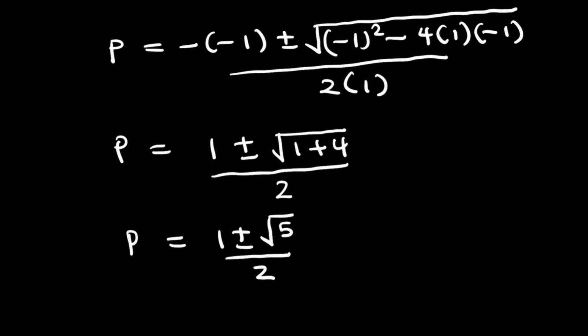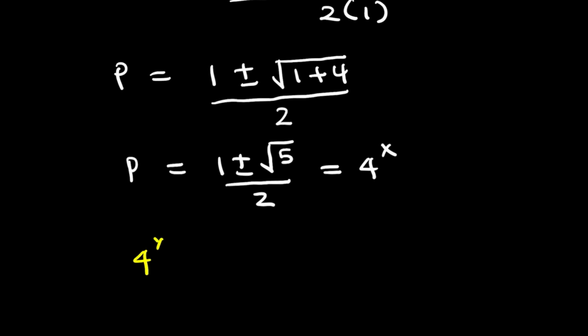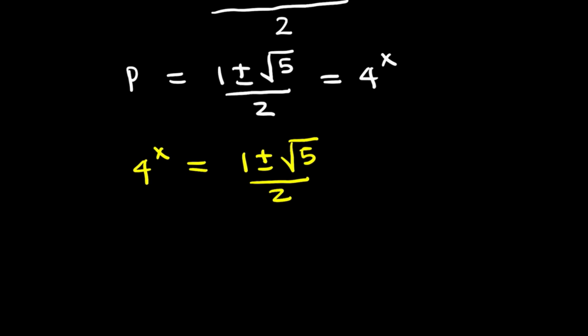So let's go and say this is now 4 raised to power x. Therefore, 4 raised to power x is equal to 1 plus or minus the square root of 5 over 2. So how do we solve for x in this problem? We can go ahead and change the fraction on the right to decimal, or we can just leave it like that. So our answer is in the exact form.